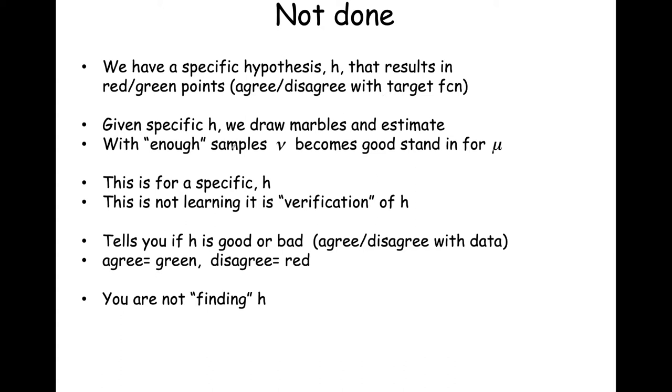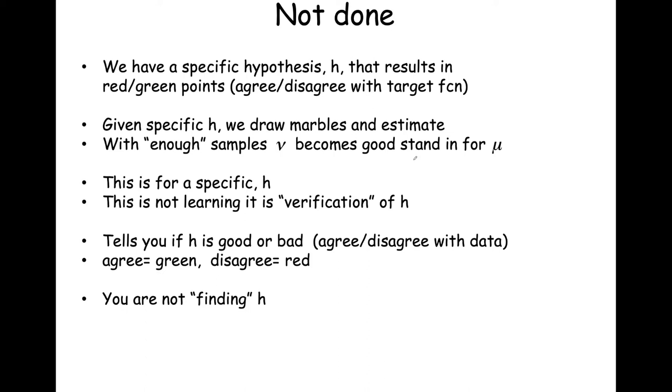So given a single h, a specific h, you can draw marbles from the bin, and with enough samples, a sample size big enough, some sample size N, then our in-sample proportion of red marbles, nu, becomes a very good stand-in for mu. Now, of course, we just talked about that. Hoeffding's inequality tells us so. But this is for a specific hypothesis.